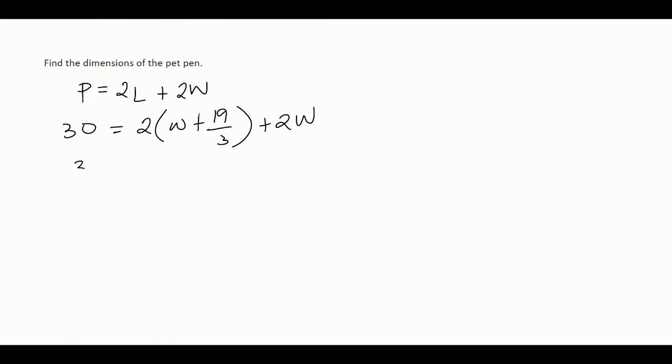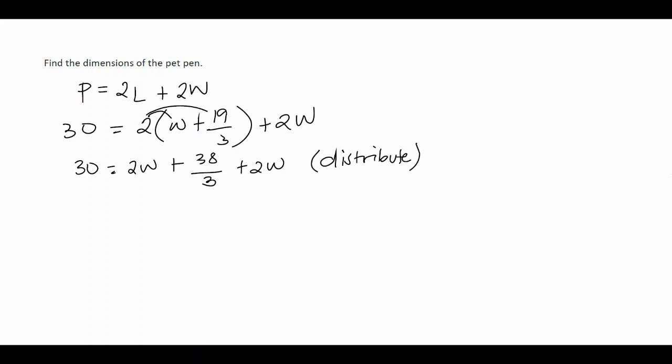Now, we have 30 is equal to, we use distribute. So 2 times W is 2W plus 2 times 19 over 3. Remember, we are just multiplying the number 2 by the numerator. So 2 times 19 is 38. Do not forget the denominator, plus 2W. All right. Now we're going to have 30 is equal to, we can combine 2W and 2W, right? Where it's going to be 4W plus 38 over 3.